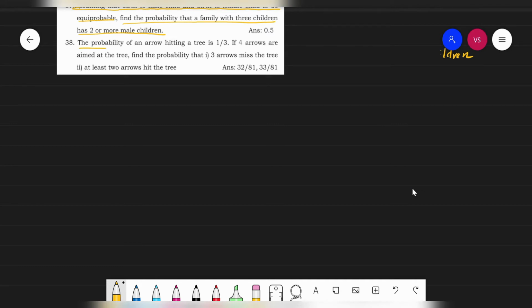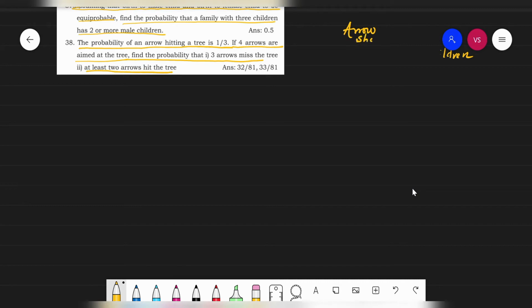The probability of an arrow hitting a tree is 1 by 3. If 4 arrows are aimed at the tree, find the probability that 3 arrows miss the tree, or at least 2 arrows hit the tree. Again, we see in this question also, we don't see any word called binomial. So what is this all about? It's all about an arrow being shot.